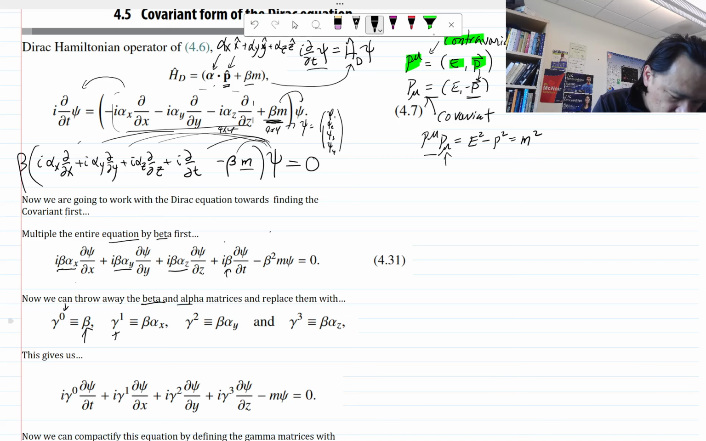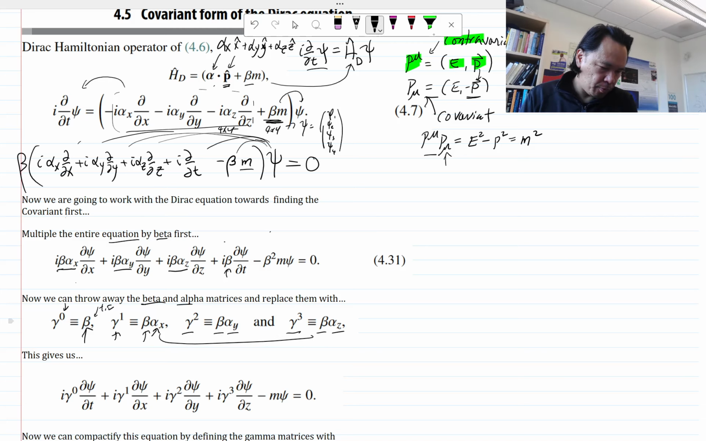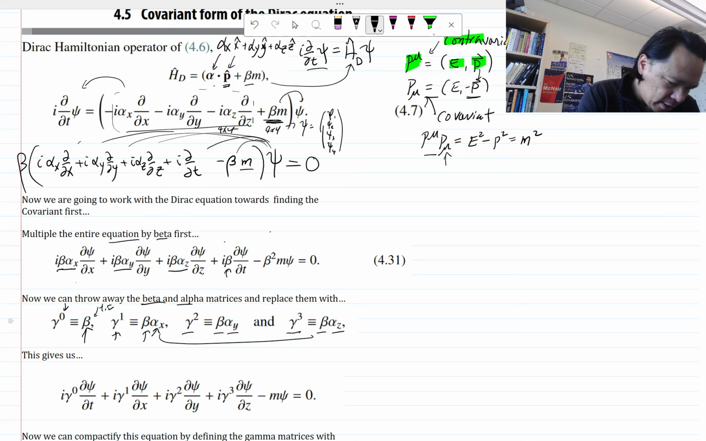Gamma 1 is beta times alpha x, and then gamma 2, sorry, I keep saying beta. Gamma 1 is beta times alpha x. Gamma 2 is beta times alpha y. Gamma 3 is beta times alpha z. So hopefully these indices make sense, because typically you would think about this as the time component, and these are the 3 spatial components, x, y, z.